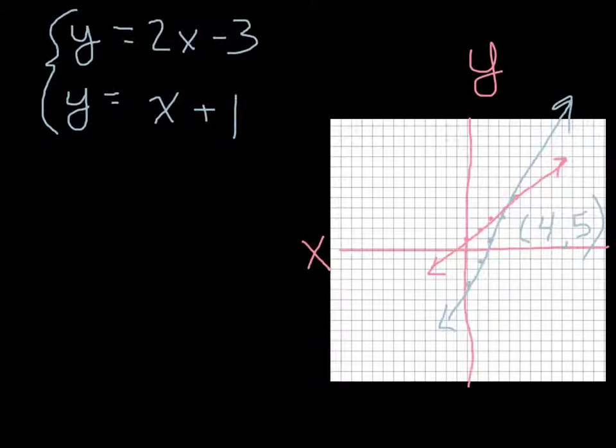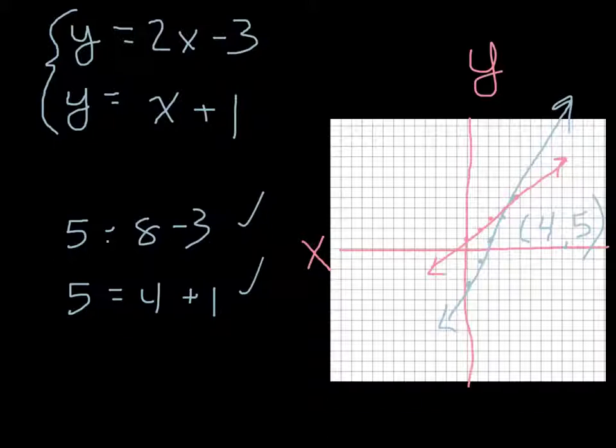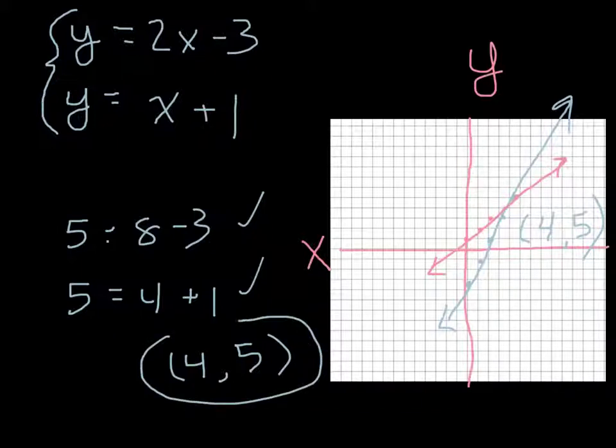So let me just take a look over at the left here. What happens if I plug in 4 for my x's and 5 for my y's? Well, in the top equation I get 5 equals 2 times 4, which is 8, minus 3. I do get 5 equals 5, that's correct. And then the bottom equation I get 5 equals 4 plus 1. 5 equals 5 is correct. So my solution absolutely is 4, 5. And I know that it's the correct solution because it's the point that worked in both of my equations.